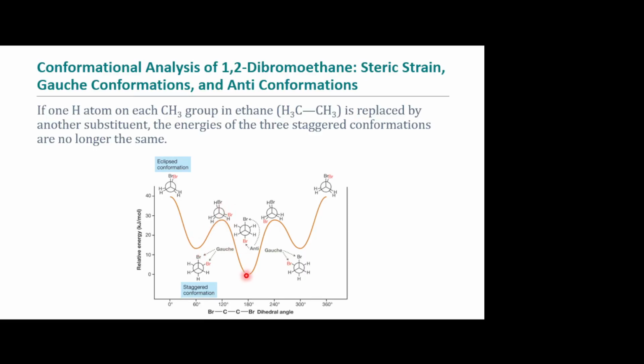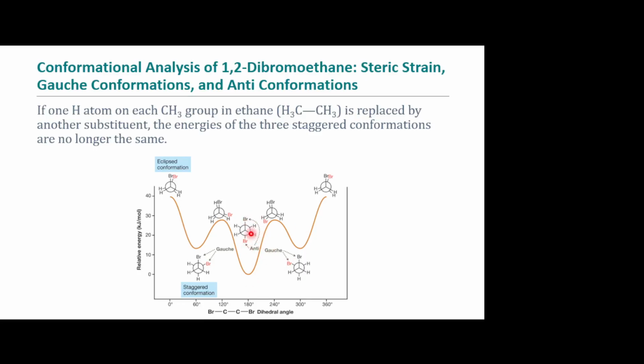And then we come over here, and this is called the anti. This means they're on opposite sides of each other, and so this minimizes the interference between these two bromines. They're going to interfere with each other the least, right? And so this is our lowest energy state. This is the lowest energy conformer.